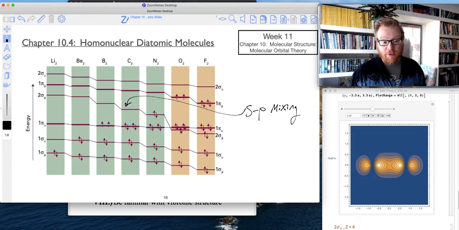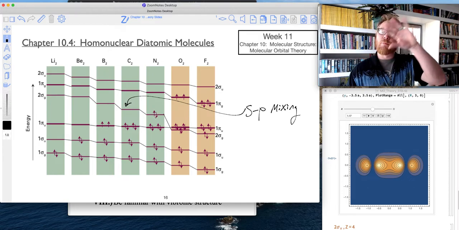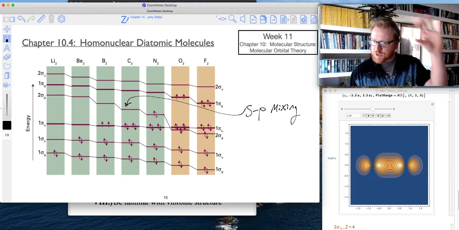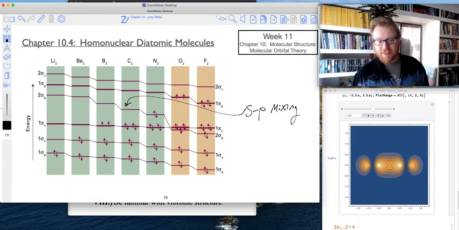So as we start populating more electrons in that range, you've got a more symmetrical distribution around the z-axis. And you can see that as a huge effect of lowering the 2 sigma g energy, whereas the 1 pi u energy remains relatively stable. Okay, so I just wanted to clear that up.